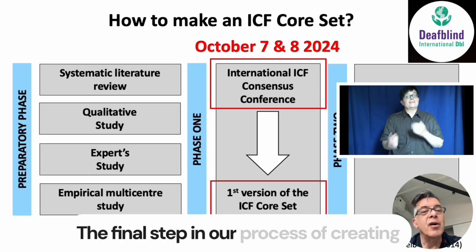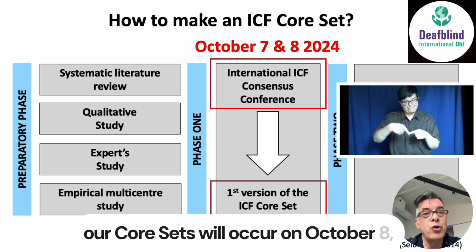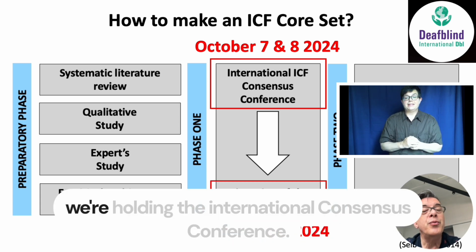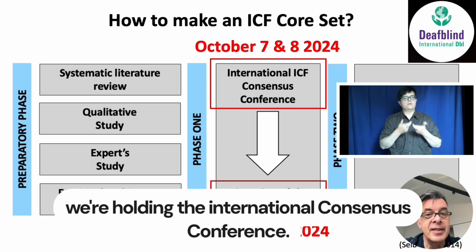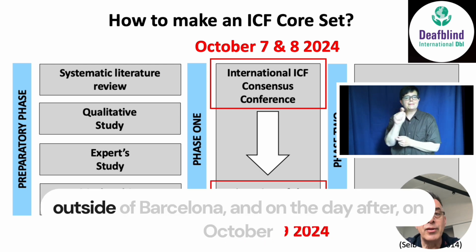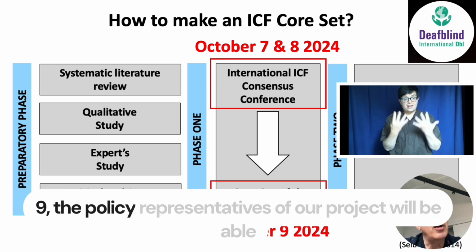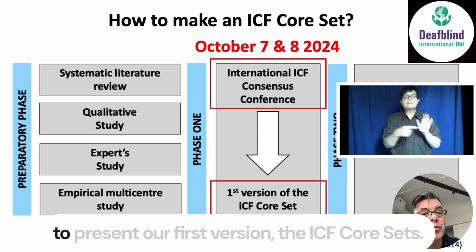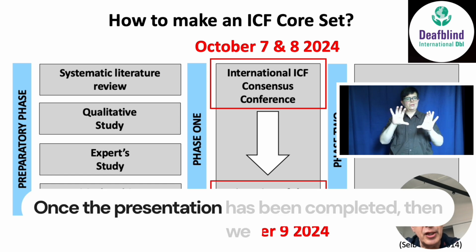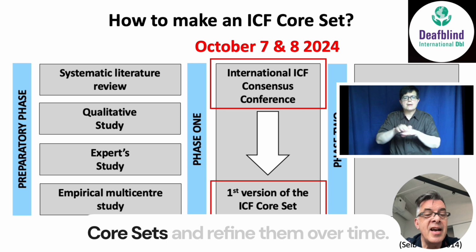The final step in our process of creating our core sets will occur on October 7 and 8 this year in 2024, when we're holding the International Consensus Conference. This event will be held in Spain, in Tarragona, just outside of Barcelona, and on the day after, on October 9, the policy representatives of our project will be able to present our first version of the ICF Core Sets. Once the presentation has been completed, then we will go into the step of implementing the core sets and refine them over time.